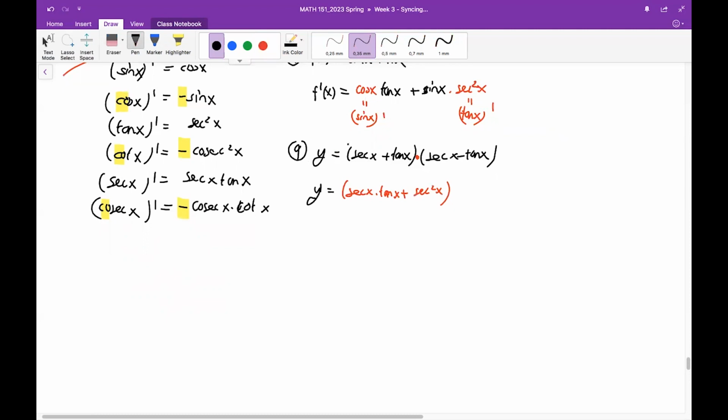This is the derivative of the first function times the second function. You don't touch the second function. Plus, now I will write the first function as it is without touching it. This is the first function, secant plus tangent x, times the derivative of the second function. Secant is differentiated as secant x times tangent x, minus secant square x. Like that.